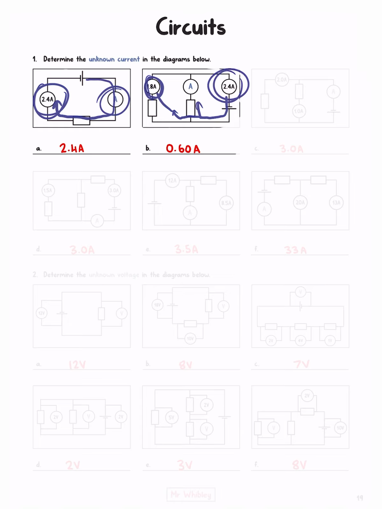Our third circuit has our unknown ammeter in series with a voltage supply. Our current splits into two parallel branches, one branch with a 1 amp ammeter and a resistor, and the other with a resistor and a 2 amp ammeter. And so our current is once again splitting at this junction. Because it splits into 1 amp and 2, our total current must be 3 amps.